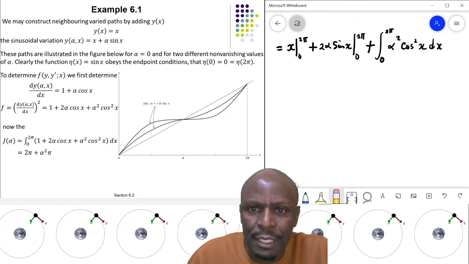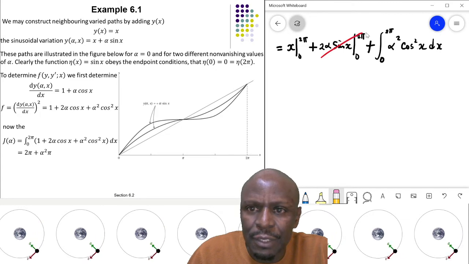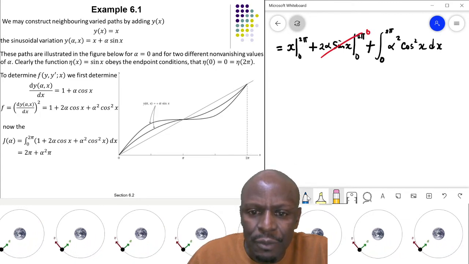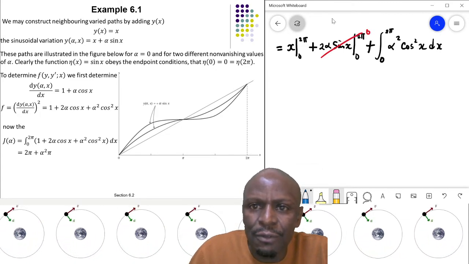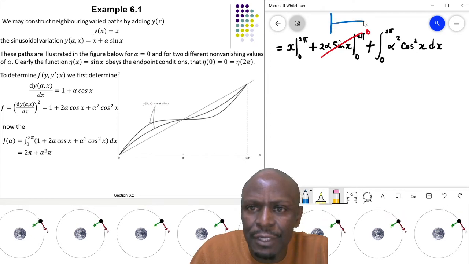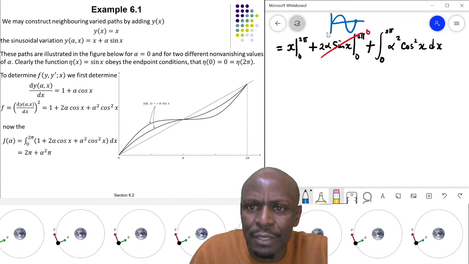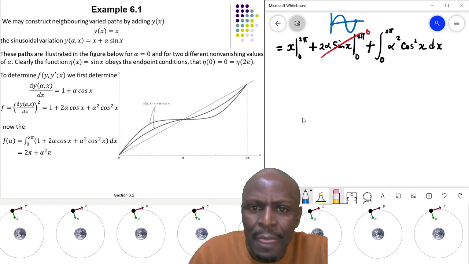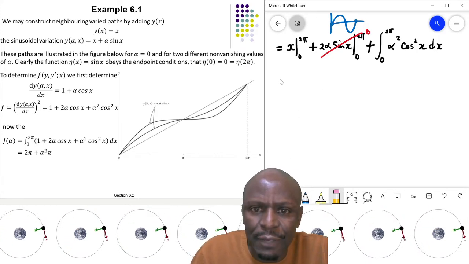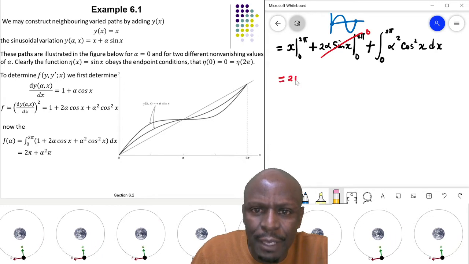Now, as I've said earlier on, this term would just be 0. Why will that be 0? Because the sine of 0 and the sine of 2 pi is just 0. The sine of 2 pi is 0 and the sine of 0 is 0. But the first term there will just be equal to 2 pi.